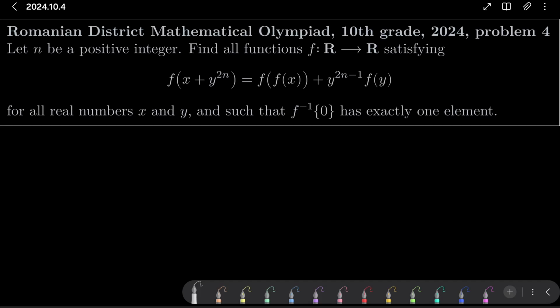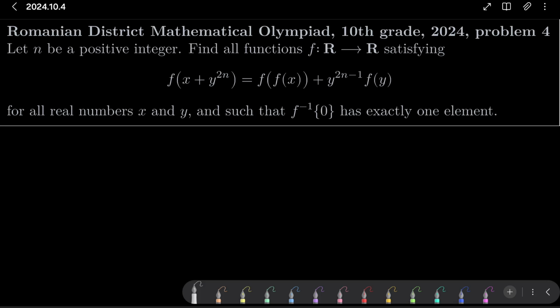Hello friends, in this video I'd like to solve the following problem from the Romanian District Mathematical Olympiad for 10th graders 2024, problem number 4. Let n be a positive integer. We wish to find all functions f from the set of real numbers into itself, satisfying the following equation: f of x plus y to the power 2n equals f of x plus y to the power 2n minus 1 f of y for all real numbers x and y.